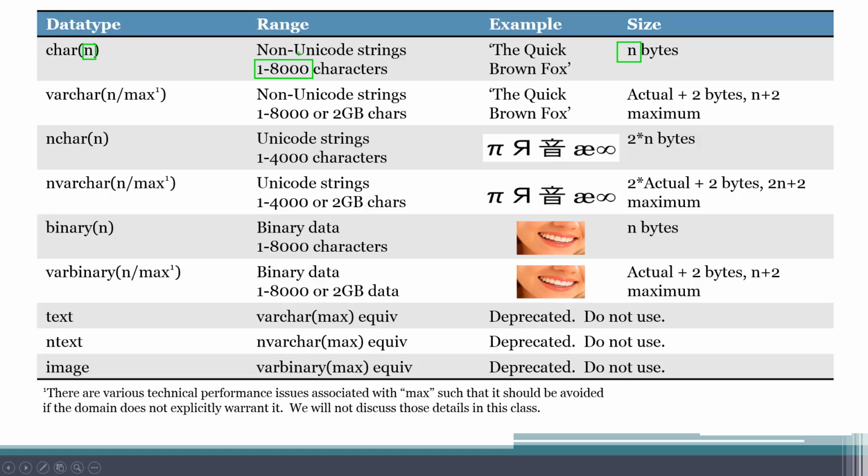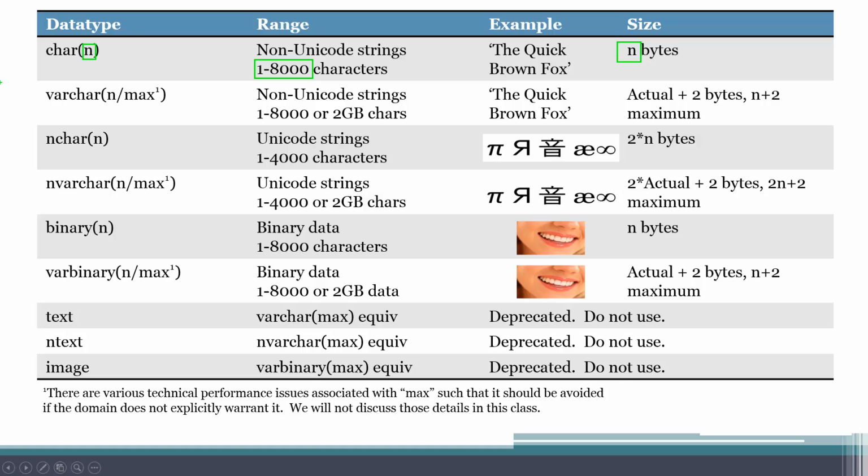So whatever n you use to define the char data type, that is the amount of storage space it will take for every instance, regardless of what data you put into it. So if you declare a char(50), but only put 5 characters into that variable, or into that column, it will still consume 50 bytes worth of space.